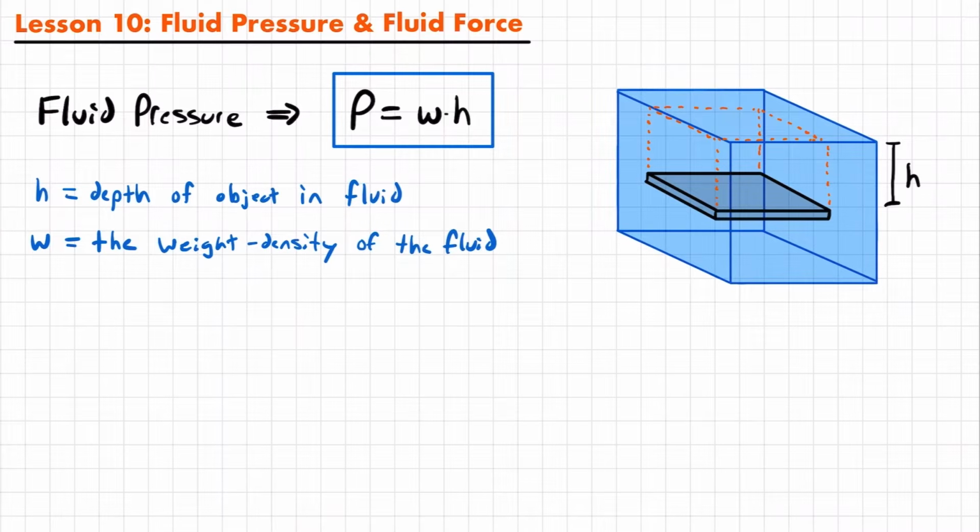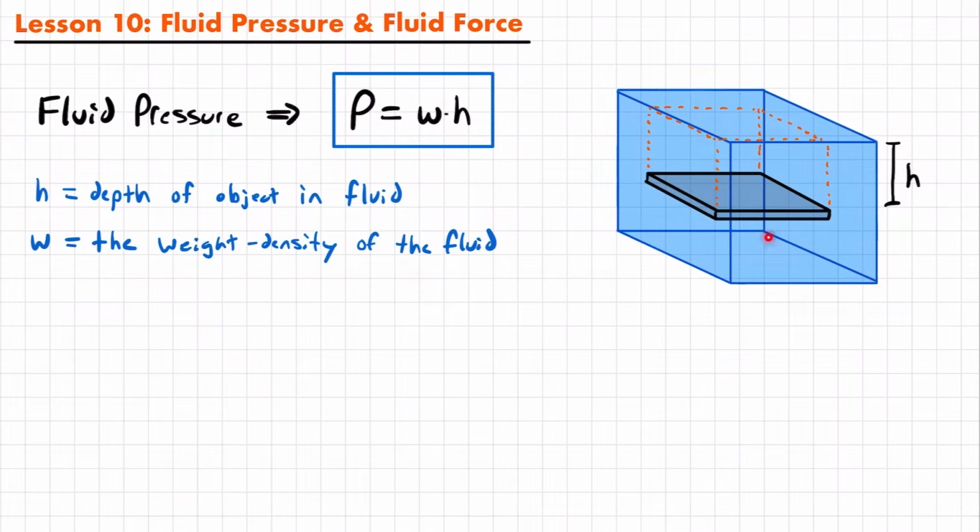In general, when objects are submerged in water or any other fluid, there is a pressure on that object from the fluid or the water. And the deeper the object is in that fluid, the greater the pressure will be. And this relationship is represented by this equation right here. The fluid pressure is equal to W times H, where W is the weight density of the fluid, and H is the depth of the object in the fluid.